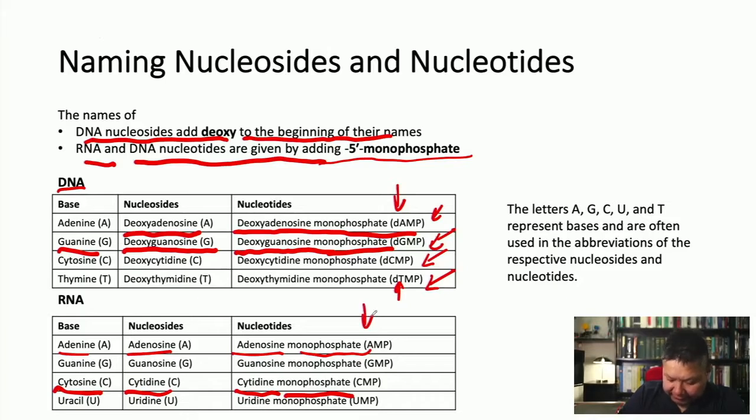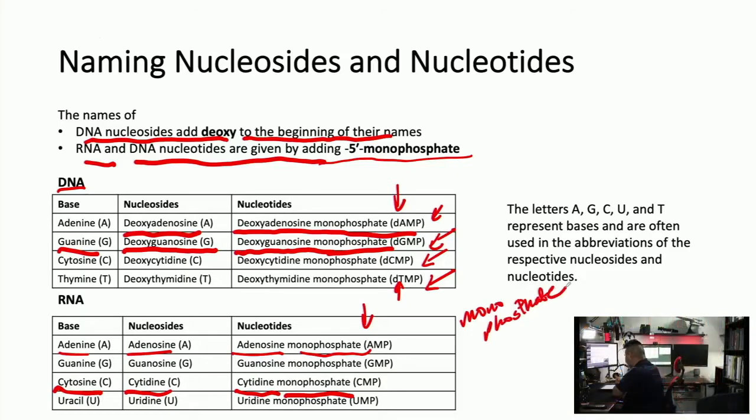And then the rest of it is just the initial of the base, like adenine, and then the MP is the monophosphate part, which is self-explanatory because there's only a single phosphate group attached, right? Single phosphate group attached.